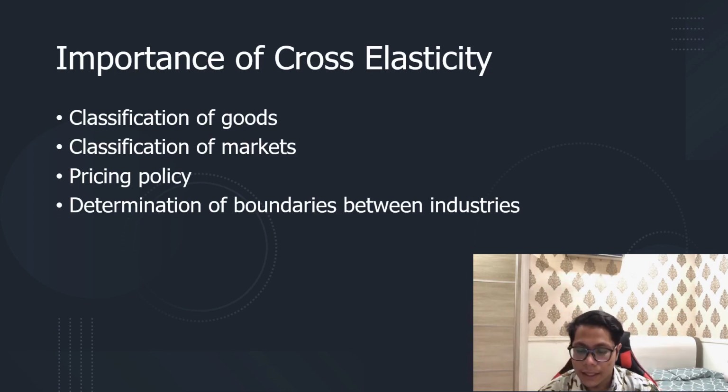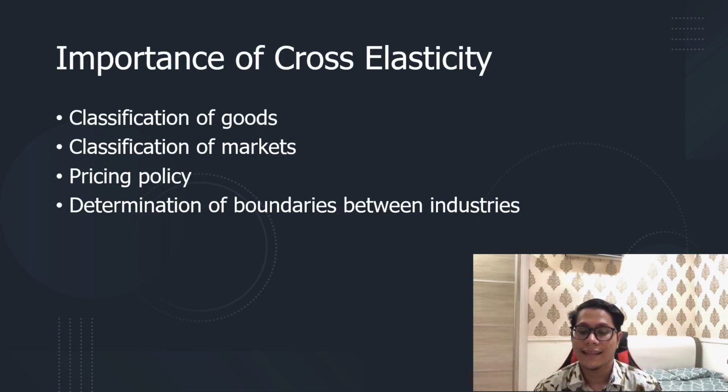Secondly, classification of markets. If the cross elasticity is infinite, the market is perfectly competitive. If the cross elasticity is zero, the market structure is a monopoly. Thirdly, pricing policy. Large firms produce differently rated goods. For example, Gardenia. Everybody knows about Gardenia. Gardenia has produced differently rated goods such as bread and jams with different prices.